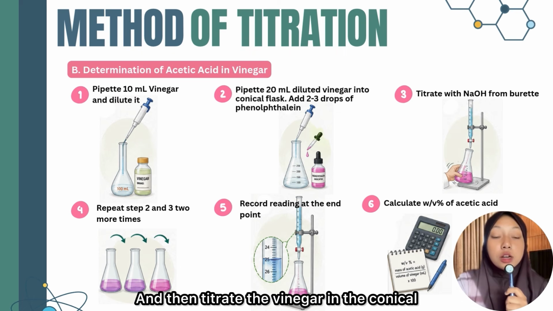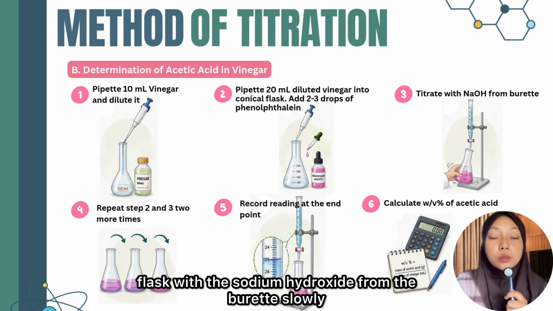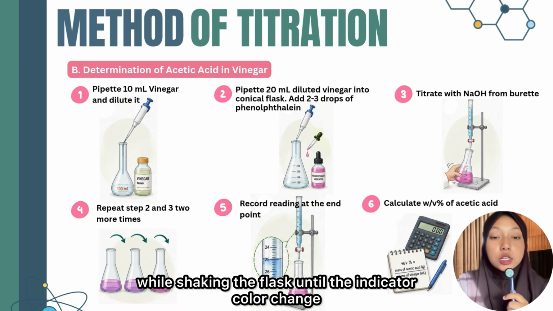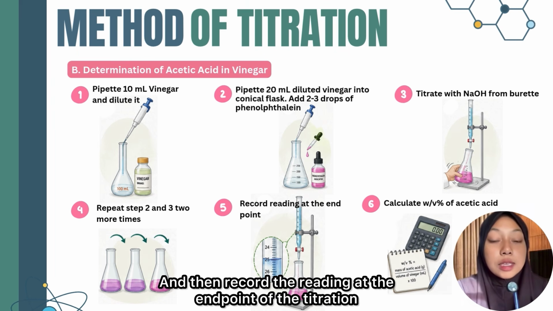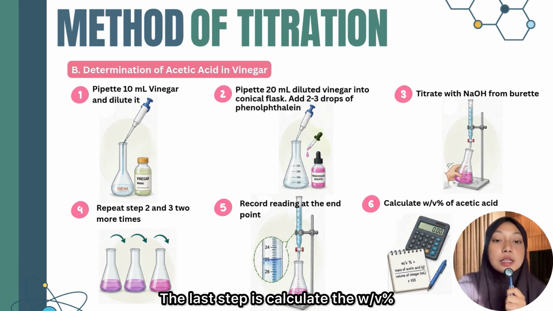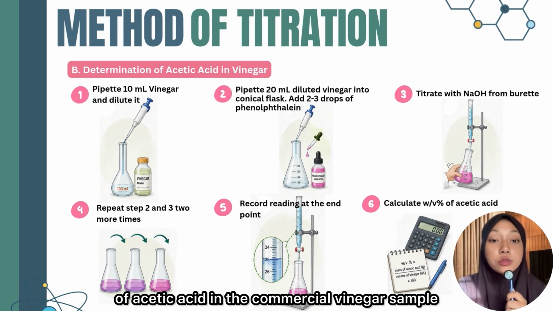drops of phenolphthalein in the conical flask as indicator. And then titrate the vinegar in the conical flask with the sodium hydroxide from the burette slowly while shaking the flask until the indicator color changes. And then repeat steps 2 and 3 two more times, and then record the reading at the end point of the titration. The last step is to calculate the W/V percentage of acetic acid in the commercial vinegar sample.